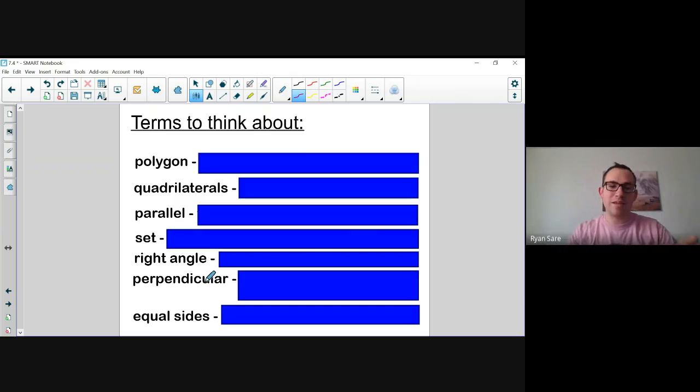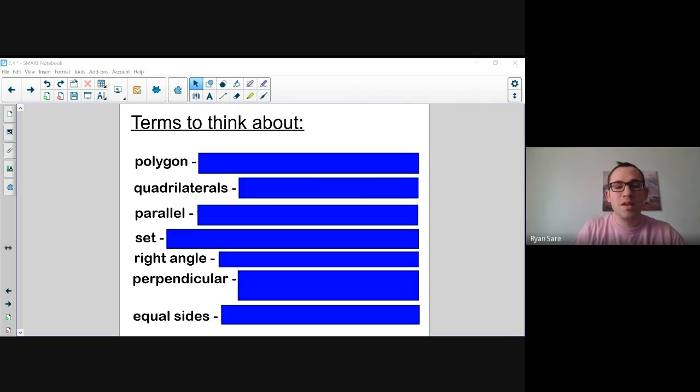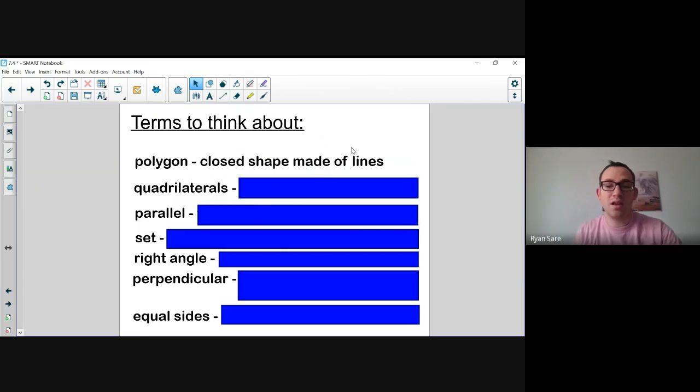Now, here's what we're talking about today. Geometry. Here's some terms that we want to keep in mind. I'm going to switch tools. Now, these are terms. A polygon, the root word for poly means many, and a gon, I believe, is shape. So what we're talking about here for a polygon is a shape that has multiple sides, a closed shape made of lines. There's a lot of different polygons.